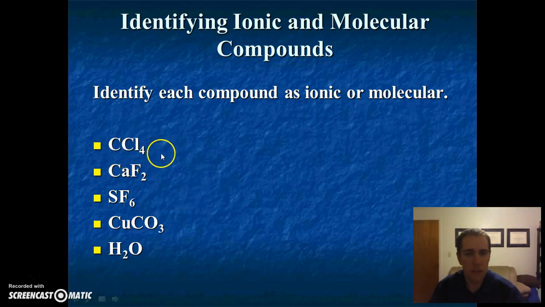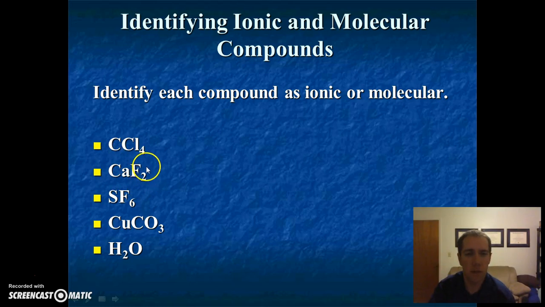So we have CCl4. The key here, as I mentioned earlier, is to figure out, is there a metal involved? So is carbon a metal? If you look at your periodic table, carbon is on the right. It's not a metal. Chlorine is on the right. It is a non-metal. There's no metal, so this means it's molecular.